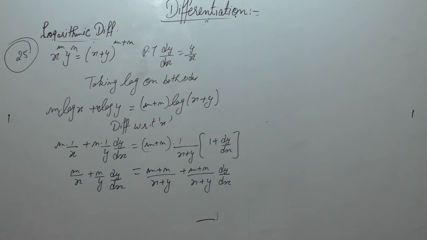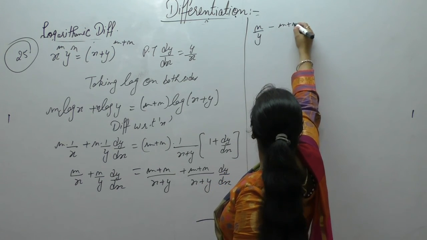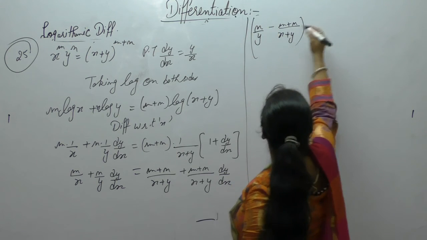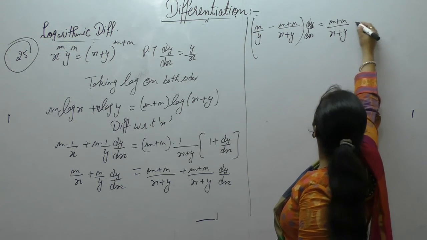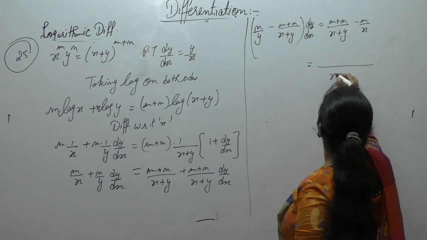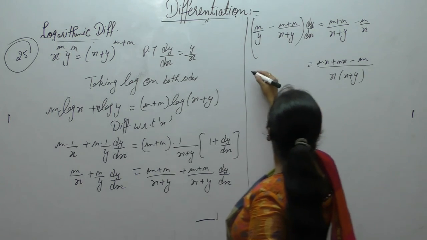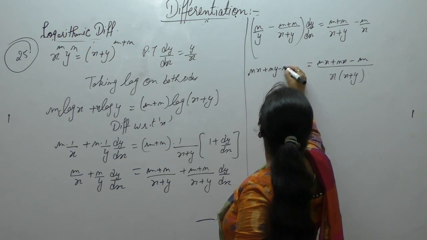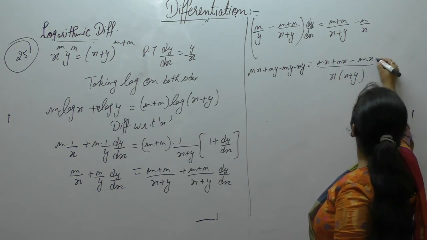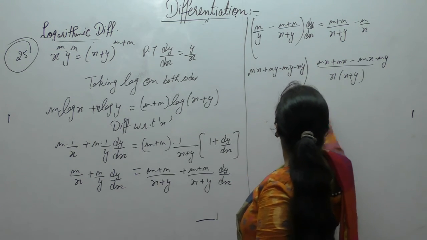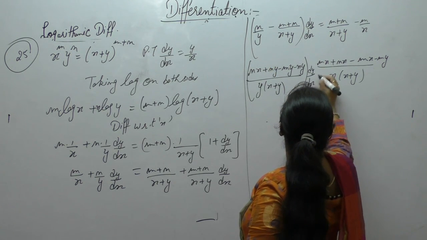Now take terms of dy by dx on one side: n upon y minus m plus n upon x plus y dy by dx, m plus n upon x plus y minus m upon x. Take the LCM: mx plus nx minus m, nx plus ny minus my minus ny. Here m into x, m into y, upon y into x plus y dy by dx.